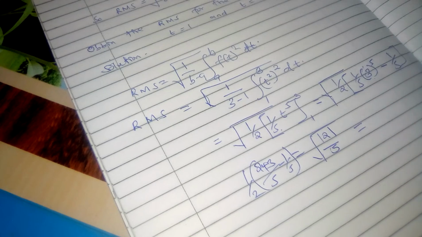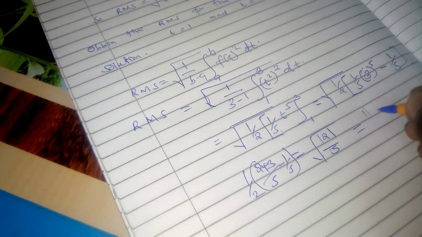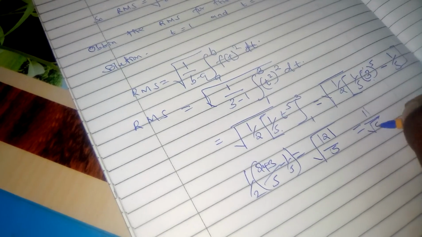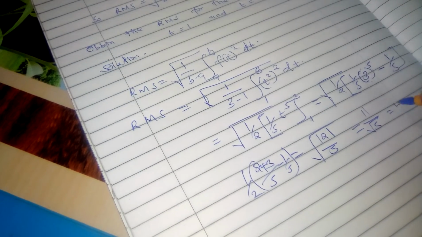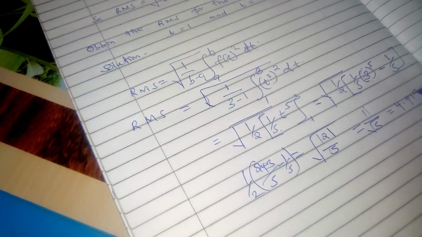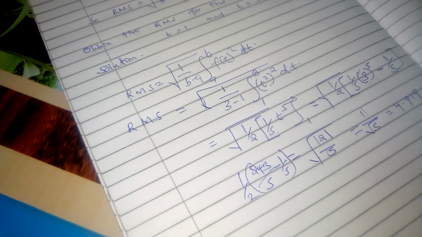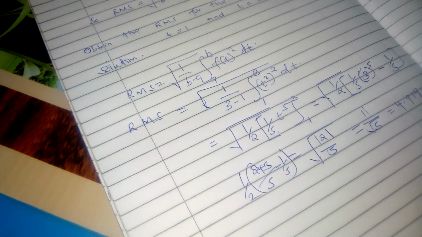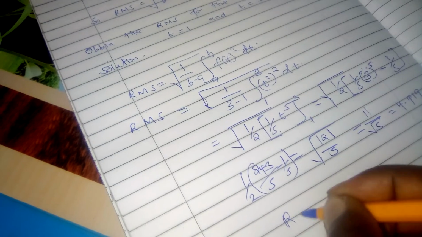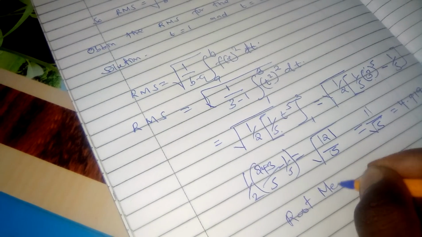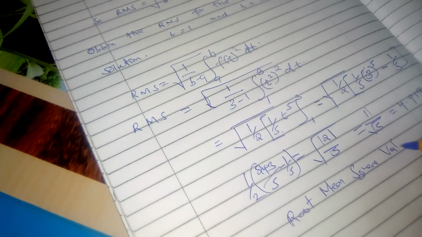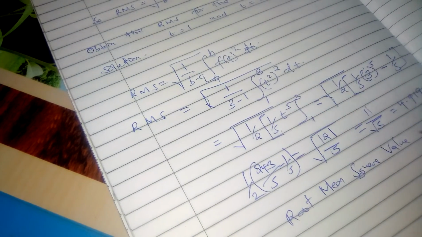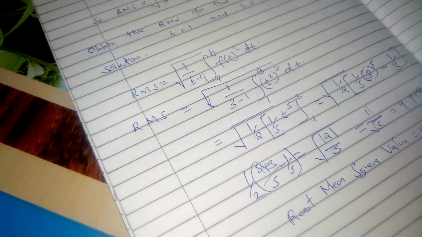So the square root of 121 is 11 over the square root of 5. When you punch your calculator, you'll get the final answer as 4.919, to 4 significant figures. And this is our final answer, which is the root mean square value for the equation above, equal to 4.919.